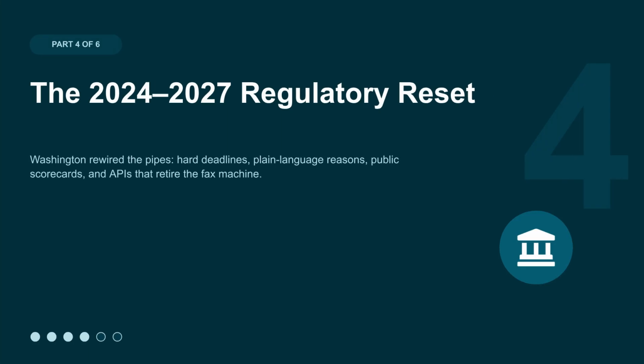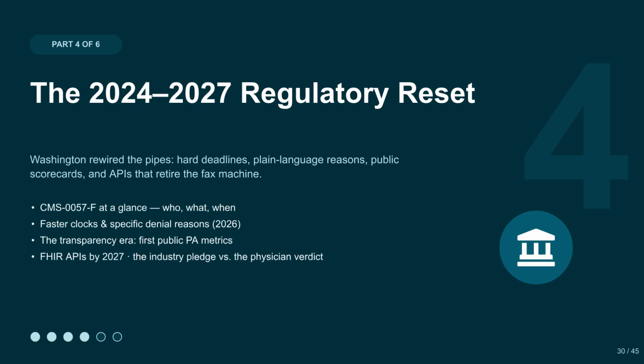In Part 4, we will analyze the 2024 to 2027 regulatory reset. We will discuss the impact of the CMS interoperability and prior authorization rule, the new timeline for decisions, and how public metrics are finally bringing transparency to an opaque industry. Let's see how Washington is rewiring the pipe.